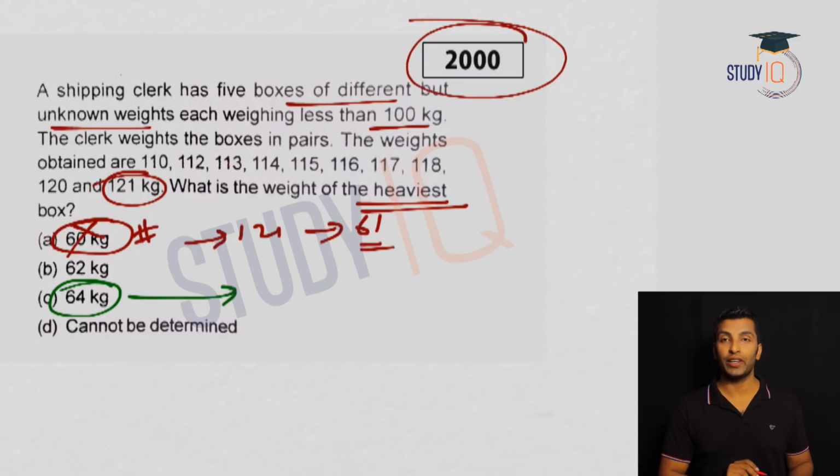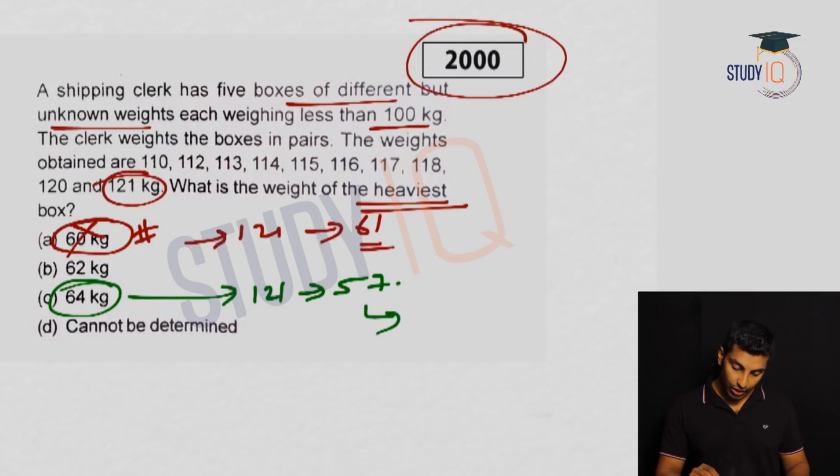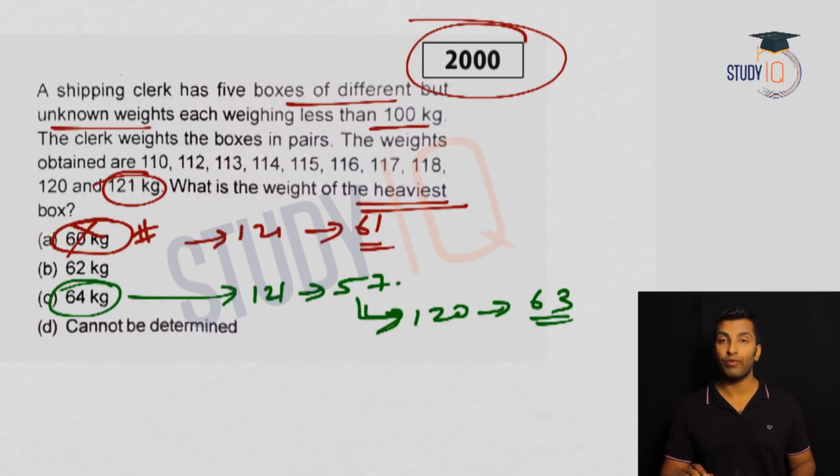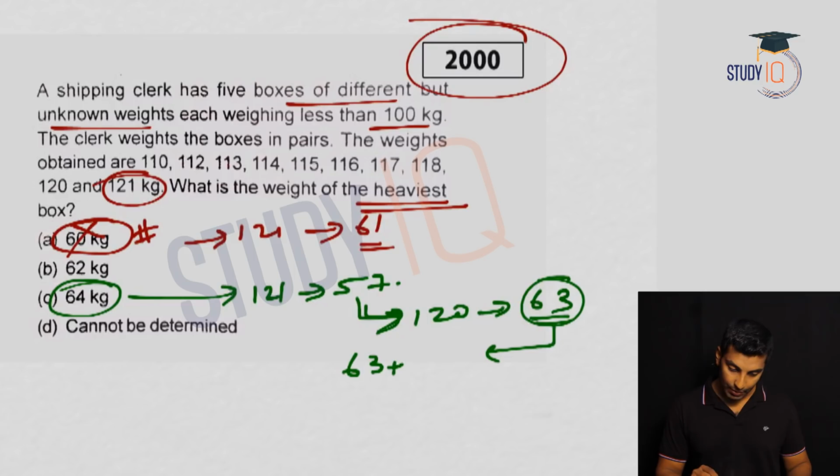Why? Just think of it. If you need to add up to 121, you need to have 57, right? 64 and 57. And then to make up a total of 120, the next box should be 63. So if this is 57, to get 120 the next box should be 63, which obviously makes the maximum possible total 63 plus 64, which is equal to 127. So it is clear that it is not possible.